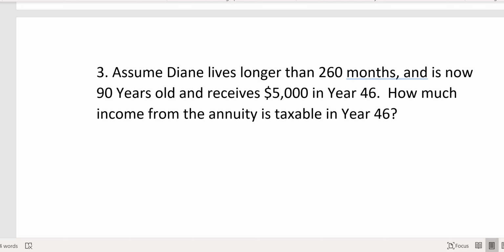All right, now we're going to go back to just talking about the annuity. Assume Diane lives longer than the 260 months that she was estimated to live at the time the payout started. Assume it is now year 46, and she's 90 years old. And she gets $5,000 because remember, she was going to get $5,000 a year for the rest of her life, no matter how long she lived. How much income from the annuity is going to be taxable way out in year 46?